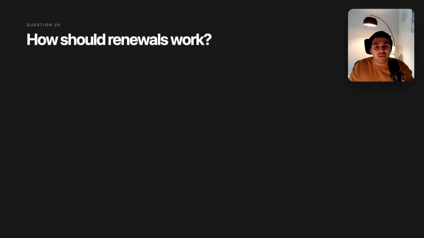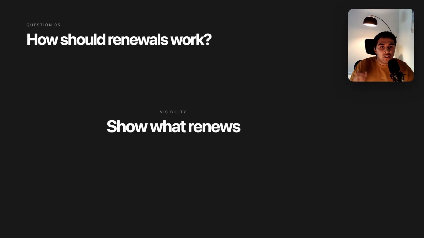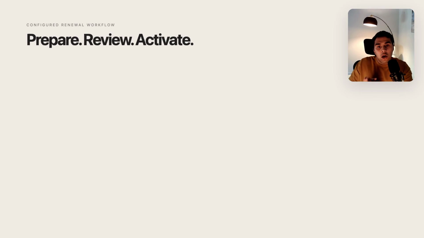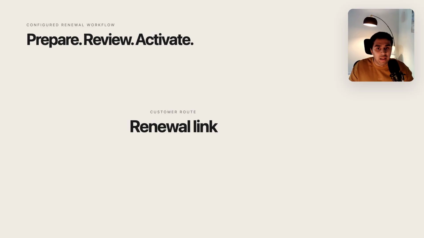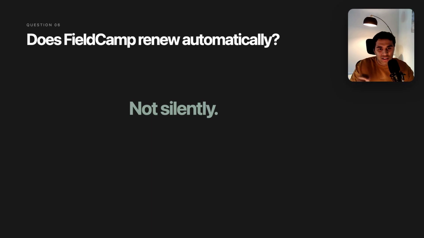So how should a commercial HVAC agreement renewal work? The system should start the conversation before the work expires. Show the office what is renewing and preserve human control over the scope and the price, because in FieldCamp, a configured renewal workflow can prepare reminders for windows like 30 and 7 days before the covered recurring work ends. And an administrator reviews and activates those reminders. The customer can receive a renewal link, and FieldCamp renews service agreements automatically, not silently.